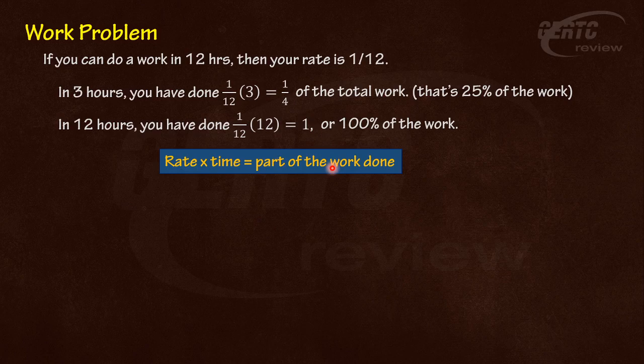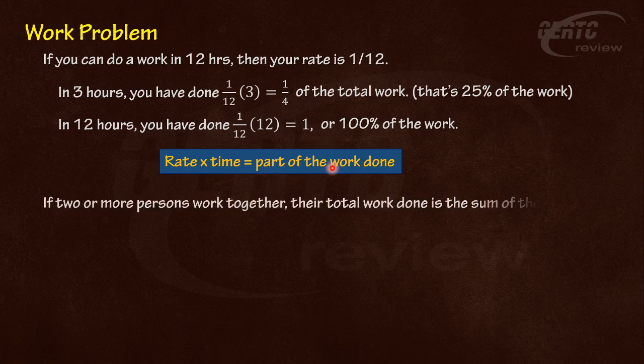One complete job. So if there are 2 or more persons working together, okay, then their total work done is the sum of their individual work done. Add mo lang yung individual work done nila, yun na yung total work done ng dalawa. Okay? Now, magbibigay ako sa inyo ng illustration. Para maintindihan nyo yung principle, I will show you an illustration. Simple lang to.